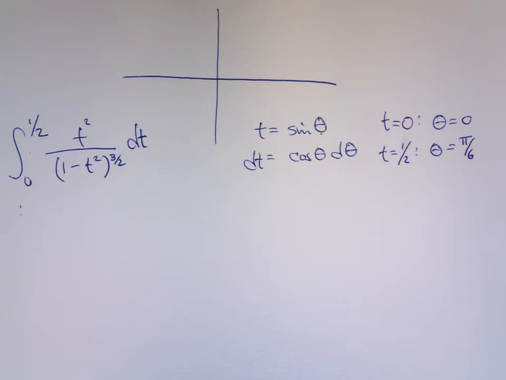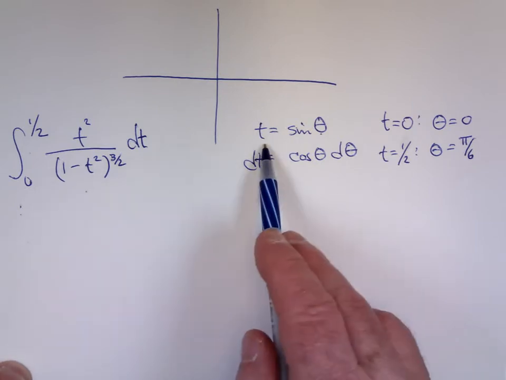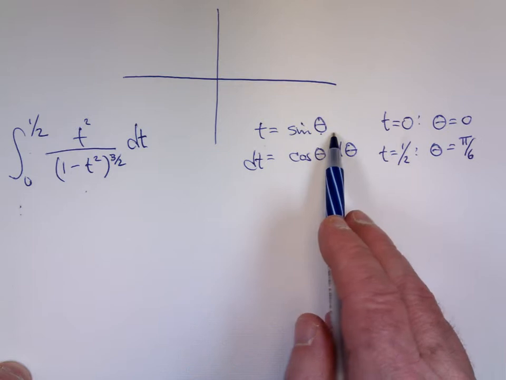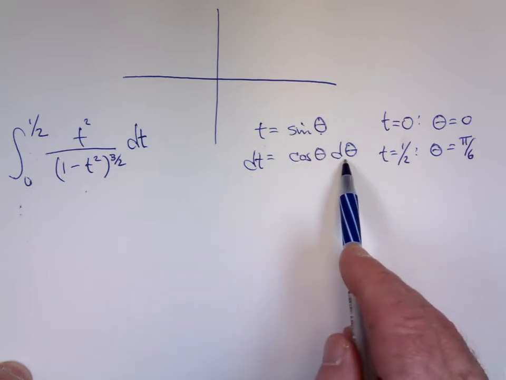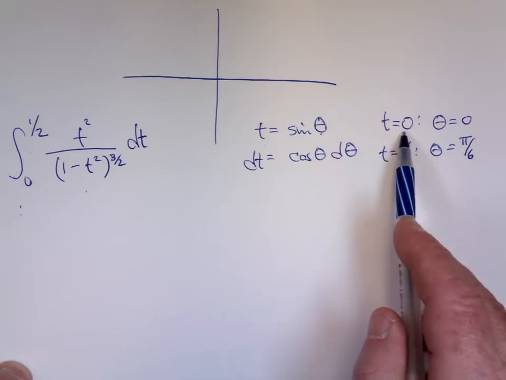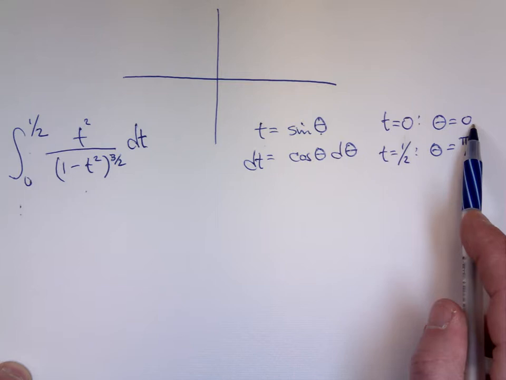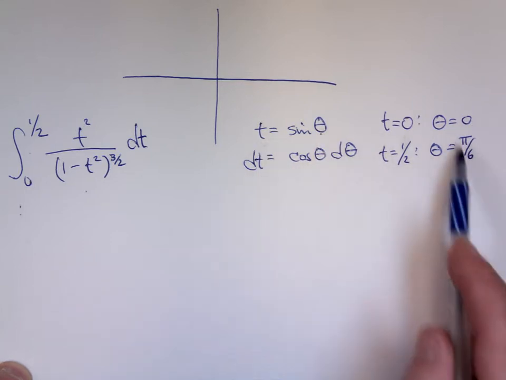All right, here's the integral we're going to do from WebAssign. We're going to do it with the trig substitution. We're going to let t equal sine theta. The derivative then is cosine theta d theta. I'm going to change the limits of integration. When t is equal to 0, theta is equal to 0. When t is equal to 1/2, theta is equal to pi over 6.